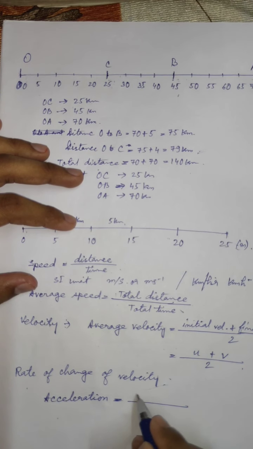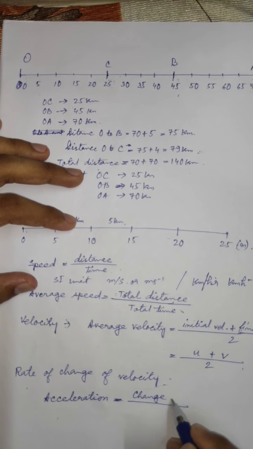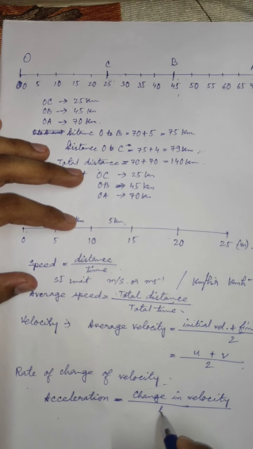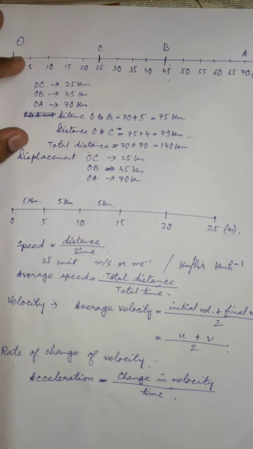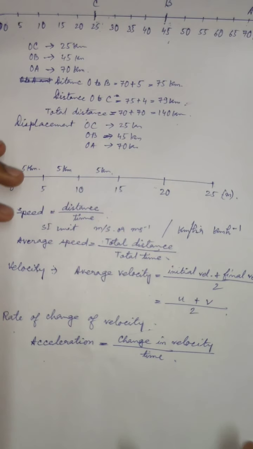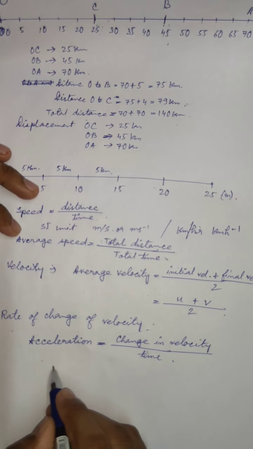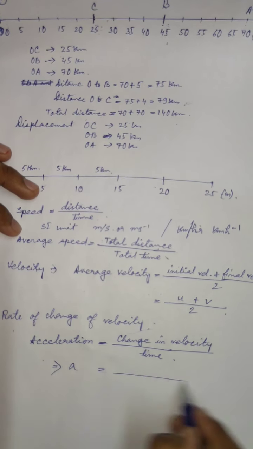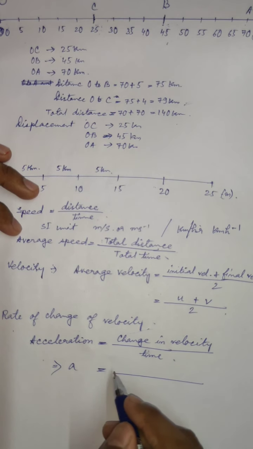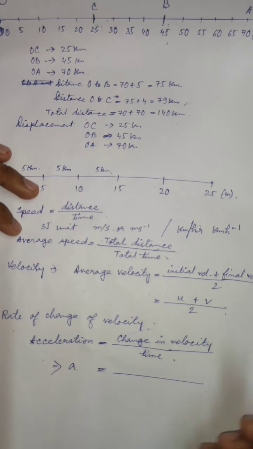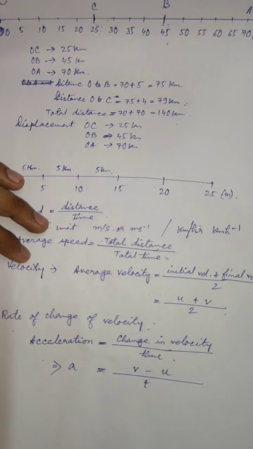So this is actually nothing but the change in velocity. When we measure the change in velocity with respect to time, then it becomes the acceleration of an object. It may be positive or negative also. Anyway, let's see. Acceleration is usually denoted by a, and change in velocity, that is final velocity minus initial velocity, v minus u, divided by t. So this is the expression of acceleration.